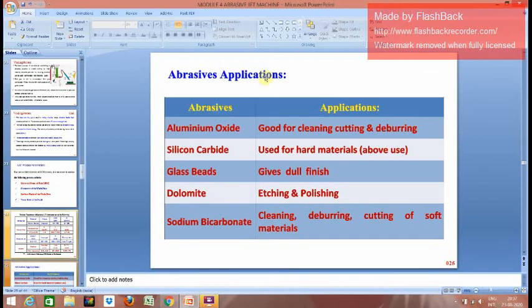AJM machine. So here I have given certain applications of the abrasives, that is, the abrasives being used: aluminum oxide, silicon carbide, glass beads, dolomite and sodium carbonate.